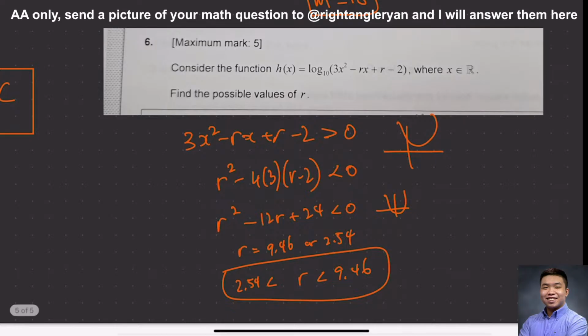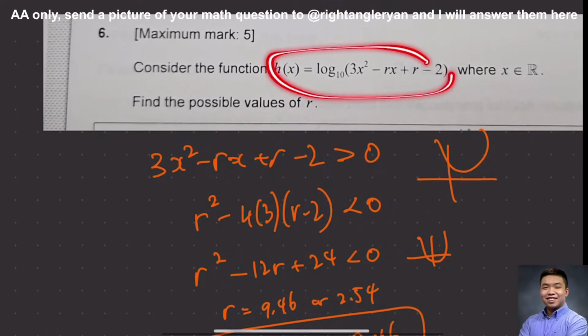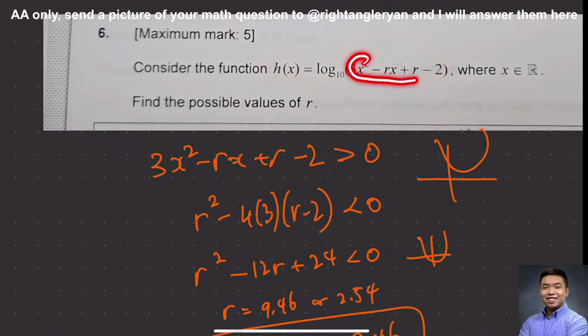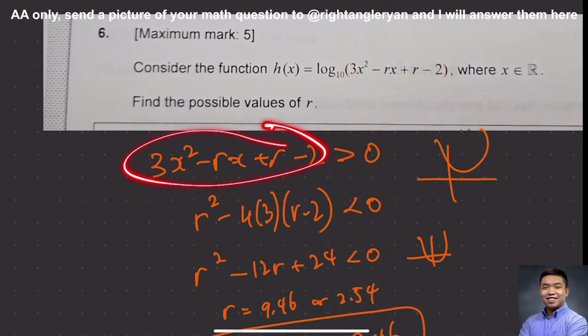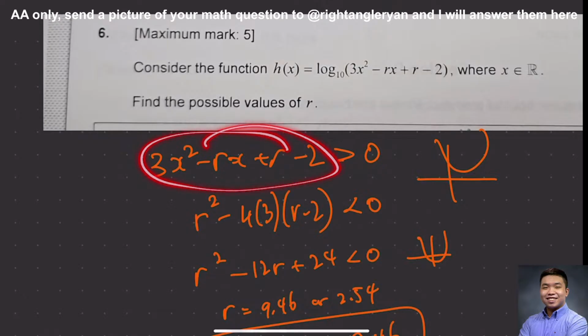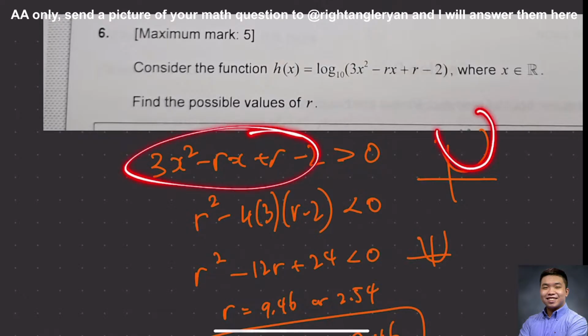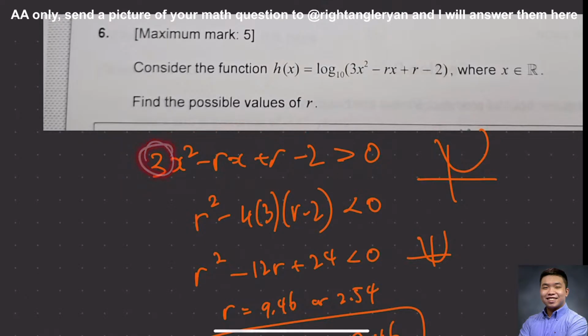Okay, so one more time. We want this whole function to be legal, right? If we want this to be legal, the inside here must be bigger than 0. So that's what we did here. Inside of the log is bigger than 0. This here is a quadratic, right? And I know this quadratic must be U-shaped because this a value is positive.